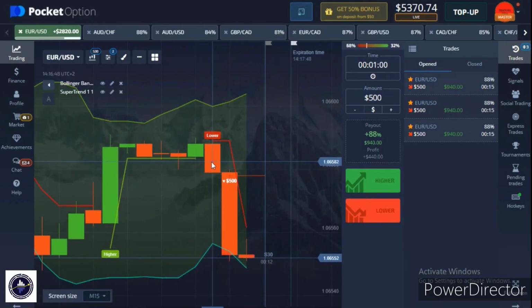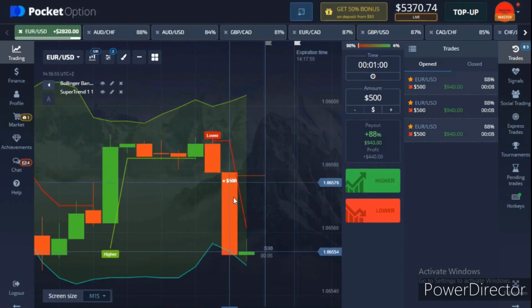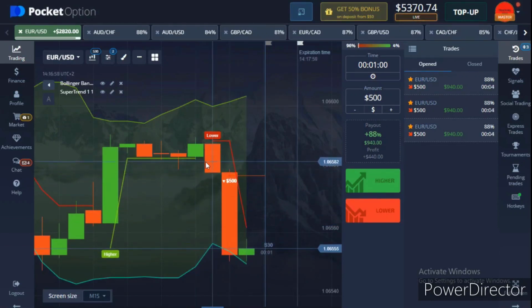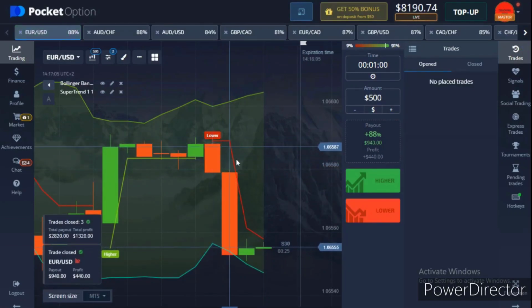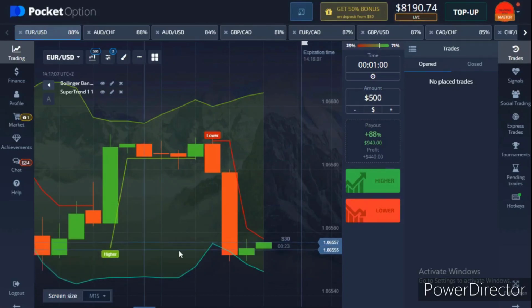So make sure that you are taking a trade when your Super Trend candle is at the middle of the Bollinger Band. Either you're taking a trade to come down or you're taking a trade to go up, always make sure that the candles are very short and at the middle of the Bollinger Band. This is very important.